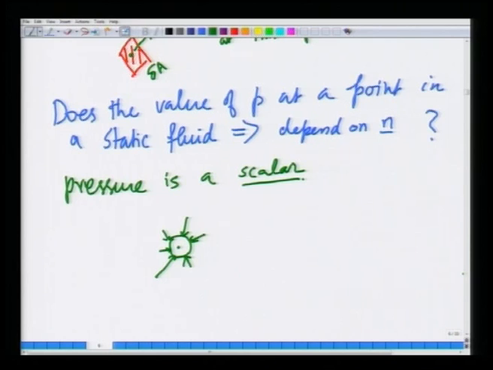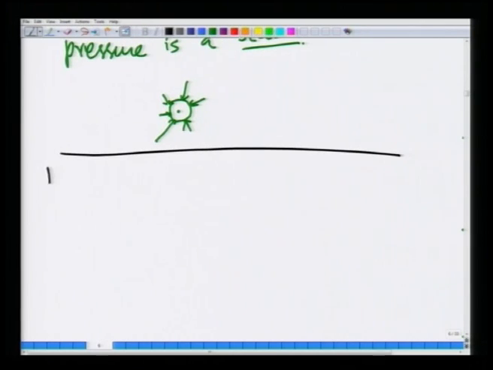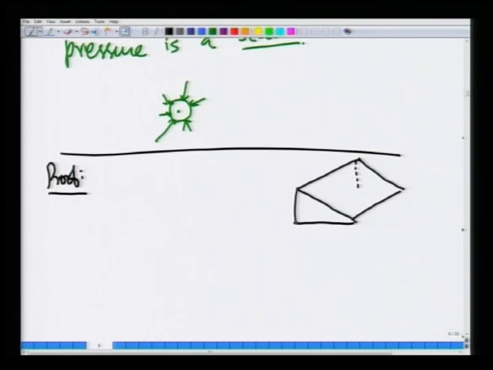So, how do we show this? We show this in a very simple way. This is the proof that pressure is a scalar and does not depend on the orientation about a point, among the many orientations you can have when you construct an area. So let us take a volume that is wedge shaped like this. This third direction is so large that we will neglect variations in the third direction. So consider only the triangular cross section.